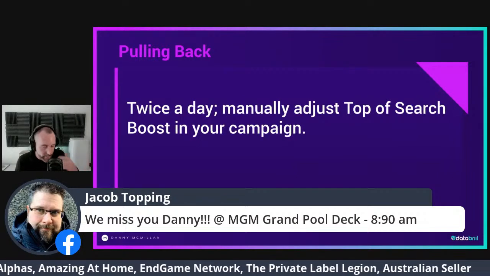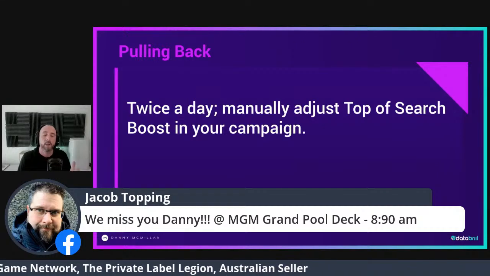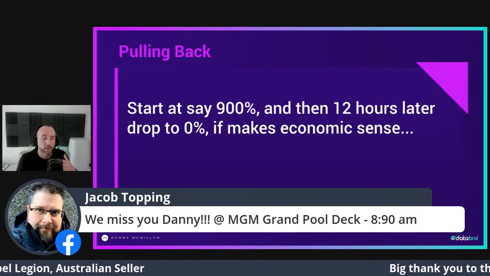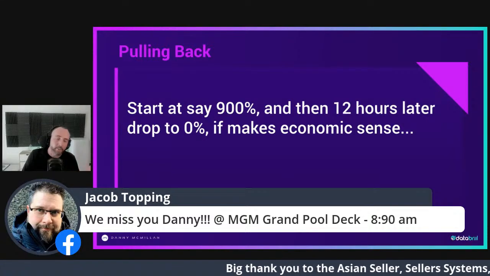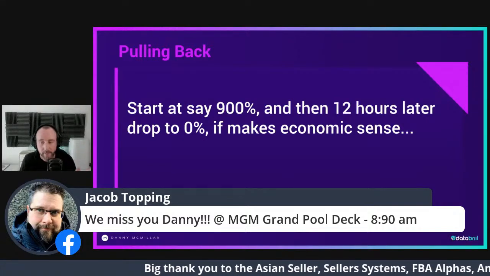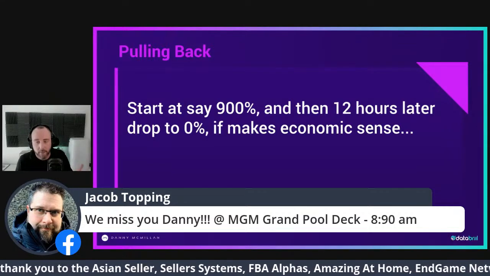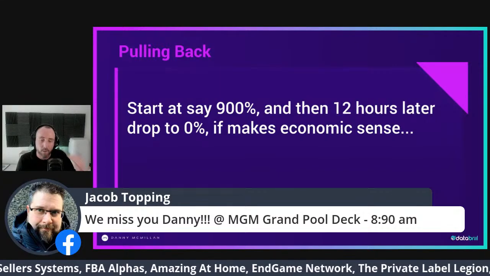So twice a day, this is manual. It's a pain in the arse. You get a VA to do this unless you've got the technology to do it. Twice a day, manually adjust the top of search boost in your campaign. So just to give an example, you can make adjustments for yourself here. Start with, say, 900%, and then 12 hours later, drop it to 0, if that makes economic sense, because then you're making the adjustment within that day to meet the budget requirements, right?